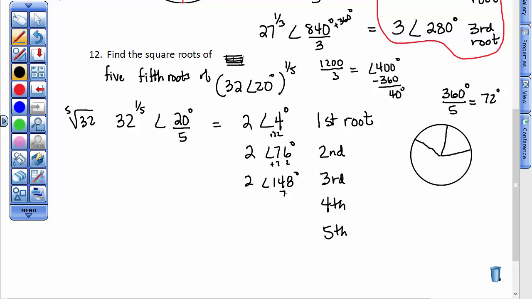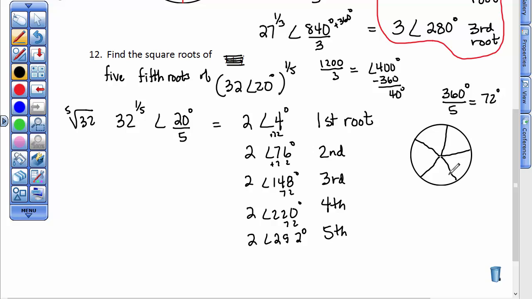If you add 72 to that, 8 and 2 is 10, carry the 1, I think that's 220 degrees is where your fourth answer is. Well, here's 180, so 220 is about right there. And then when you add 72 again, your fifth answer is going to be at 292 degrees. 2 at 292 degrees. Here's 270, so that's about right there.